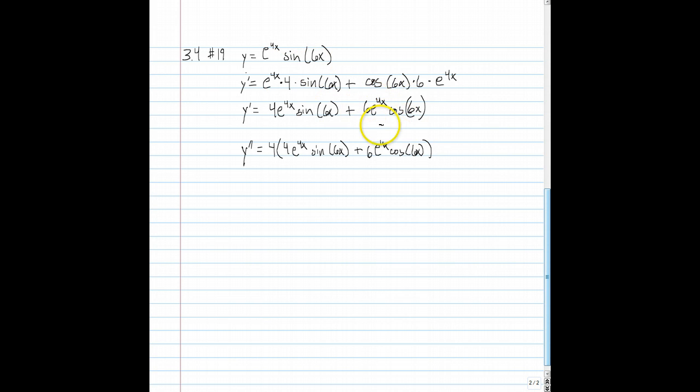plus, now we have to take the derivative of the second term. I need a little more space here, so I'll just do it here. Plus 6. So now we actually have to do this work here because it hasn't been done yet. So it'd be e to the 4x times 4 times the cosine of 6x plus negative sine 6x times 6 times e to the 4x.